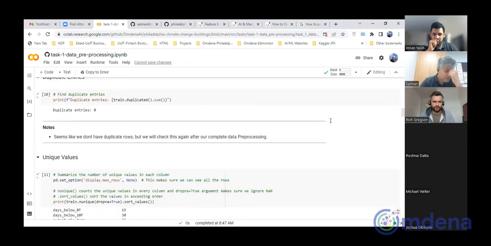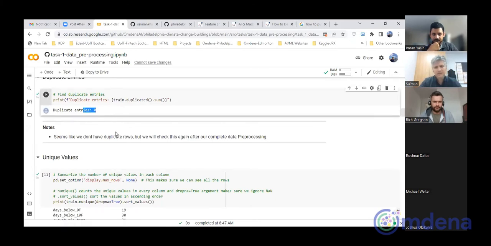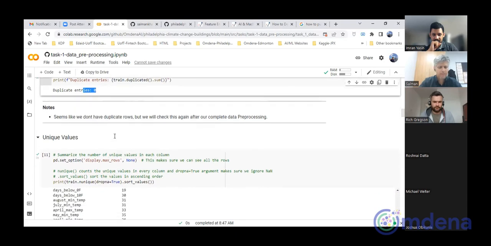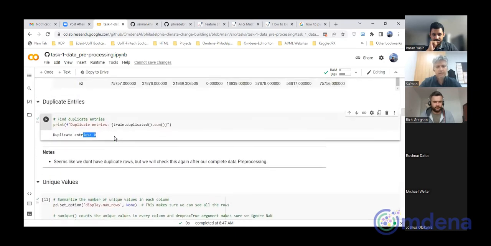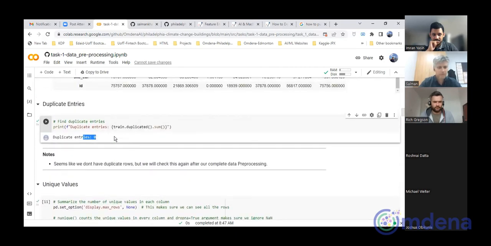Now, duplicate entries, we can find them, and we did not find any duplicate entries. We will check for it again after imputation and everything, but right now we don't have any duplicates. If there were any duplicates, we would just have to drop them.